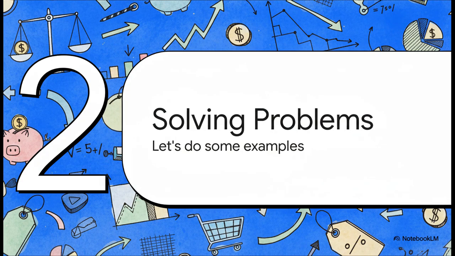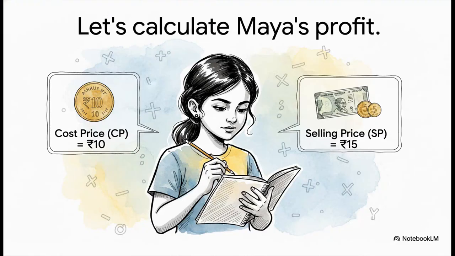Okay, talking about it is one thing, but the absolute best way to learn math is to actually do it. So let's solve a couple of these problems together, and I'll walk you through every single step. You ready? First up, let's go back to our friend Maya and figure out her exact profit. We already know the key information. Her cost price was 10 rupees, and her selling price was 15 rupees.